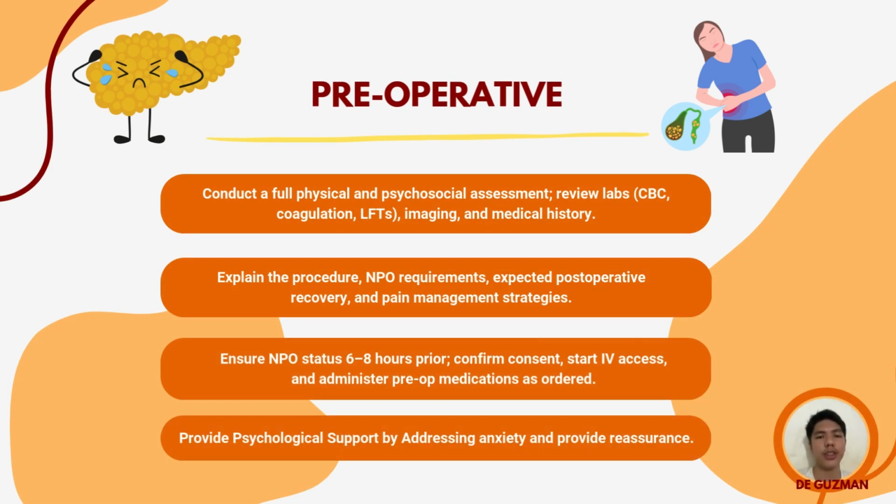Preparing for surgery is crucial to ensure patient safety and smooth operation. First, what we are gonna do is assess and review. Start by conducting a thorough physical and psychosocial assessment. This means we're gonna check the patient's overall health, emotional state, readiness for surgery. Next is we're gonna review labs like CBC to check blood health, coagulation test to ensure proper clotting, and liver function test, which is also called LFTs. Next is we're gonna analyze imaging results and medical history to identify risk.